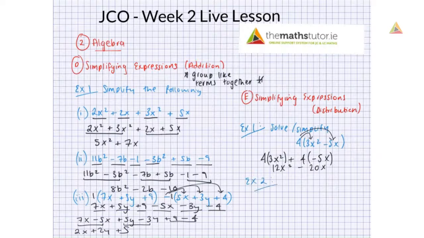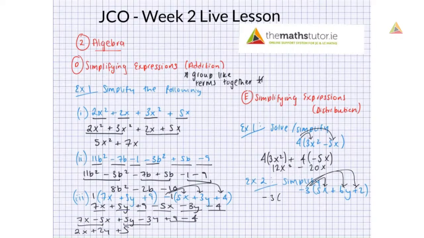So example 2. And this one is going to be simplify. So you're going to be asked to simplify minus 3 by 5x plus 6y plus 2. And what that means is you multiply minus 3 by everything in these brackets. So you multiply minus 3 by 5x, minus 3 by 6y, and minus 3 by 2. So I'm going to write that out.